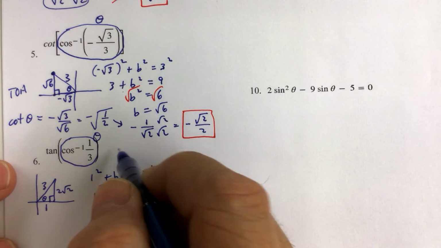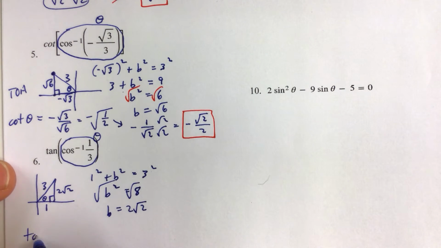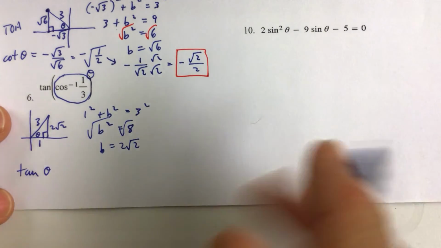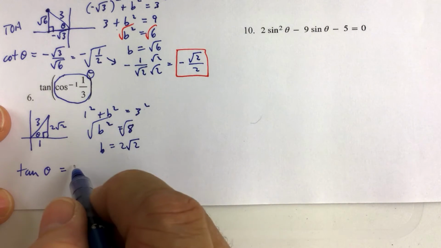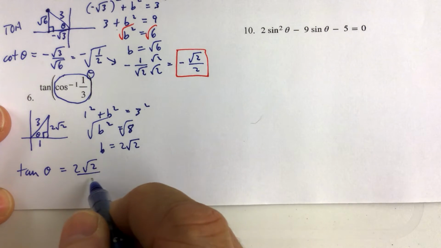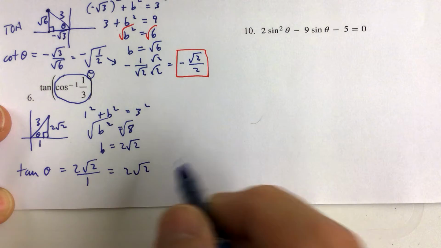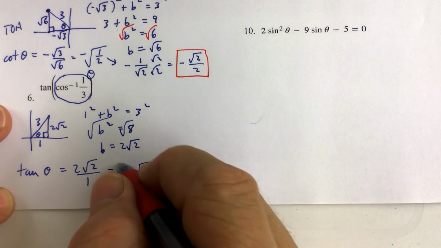So the tangent of the angle, let's put it down here. The tangent of the angle is equal to the opposite leg over the adjacent leg, and so 2 radical 2 over 1 can be written as just 2 radical 2.